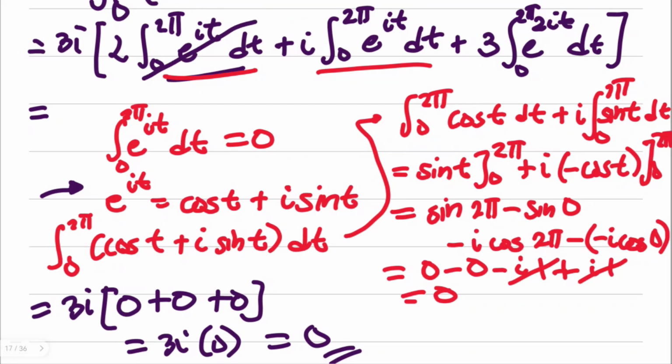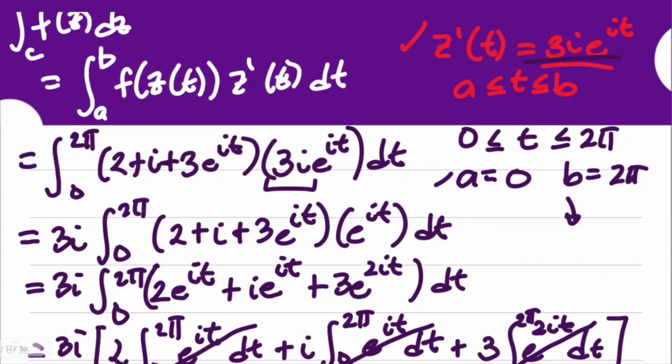So 0 times 2 is 0. This is also 0. In the next page, this was also 0. So all of them are 0, providing us with this 0. Okay, this is the answer for this item.